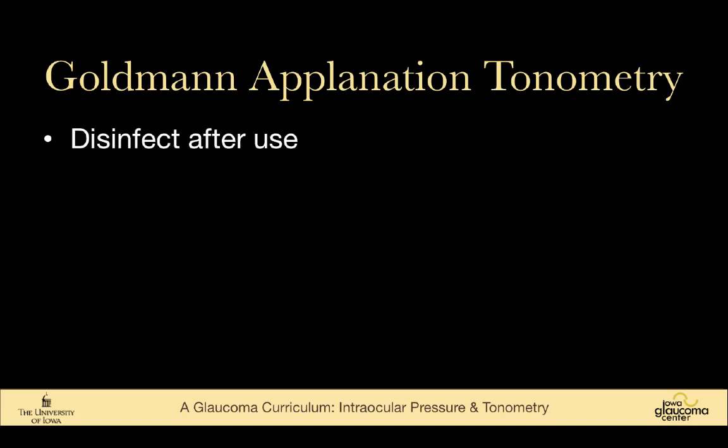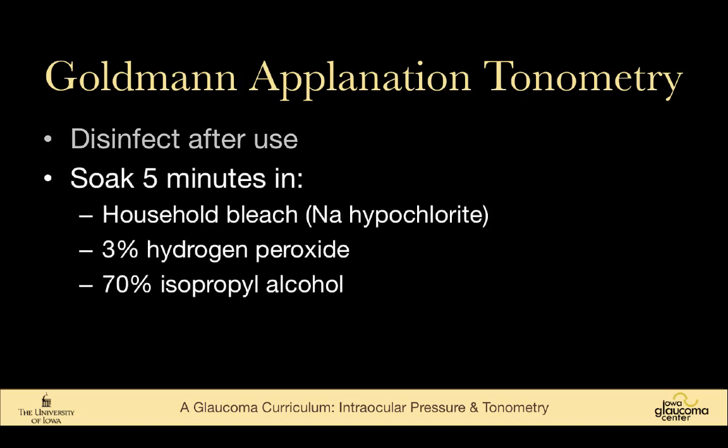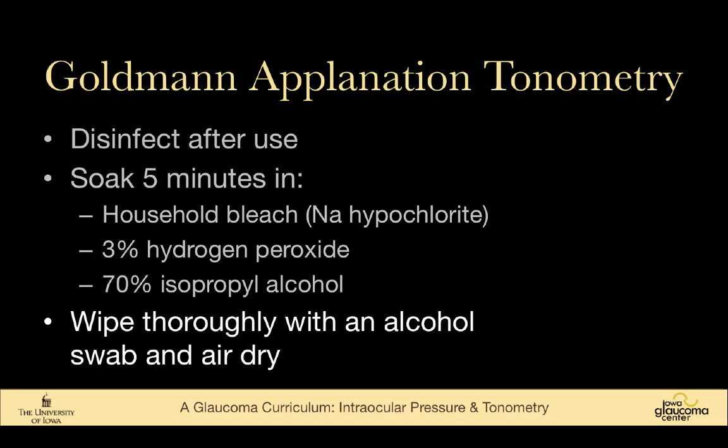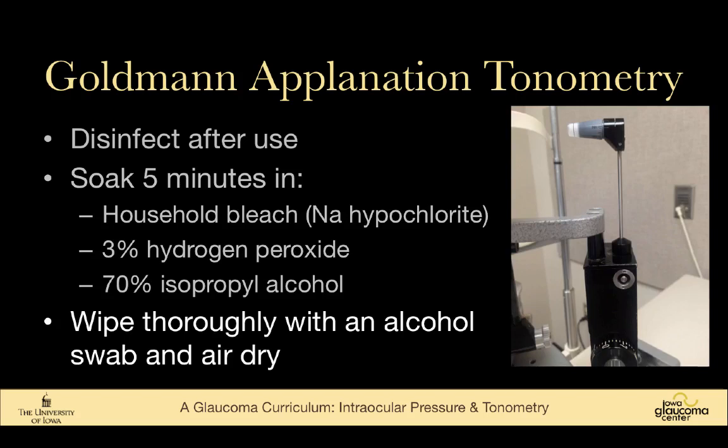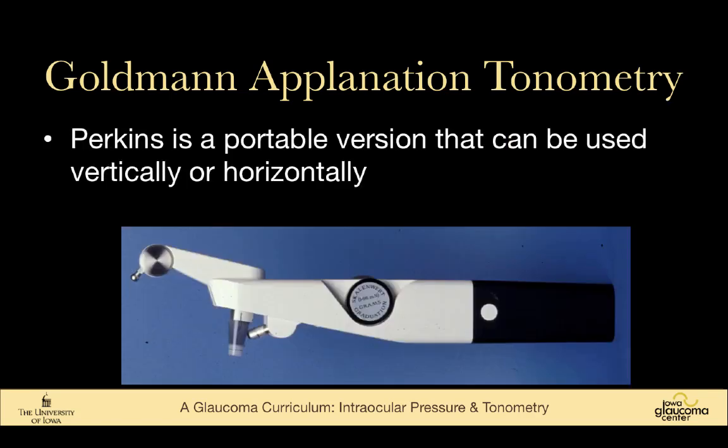Whenever we use any tonometer, we need to disinfect the tonometer. Things like Tonopen and iCare have disposable parts that are in contact with the patient, but the Goldmann does not. So you can soak it in household bleach, sodium hypochlorite, or hydrogen peroxide, or isopropyl alcohol. You can also wipe it thoroughly with an alcohol swab and air dry it. In our clinic, the custom is to turn the tonometer tip backward after it's been cleaned so that the next person in the room knows that the tip is clean.